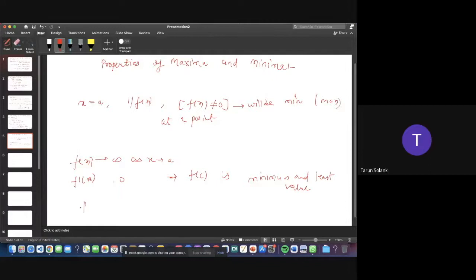Similarly, if f(x) tends to infinity as x tends to infinity, and f(c) is the maximum and the greatest value. Okay, so f(c) is max and greatest value. So these are the few properties of maxima and minima. While solving questions, we must remember this. It will help a lot.